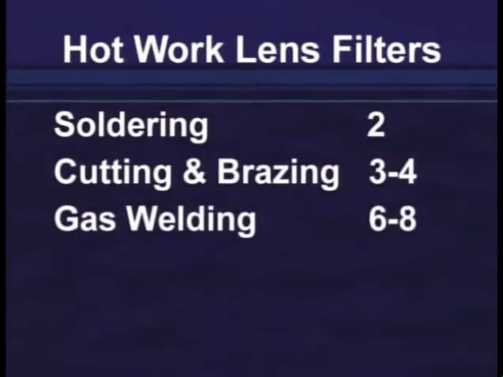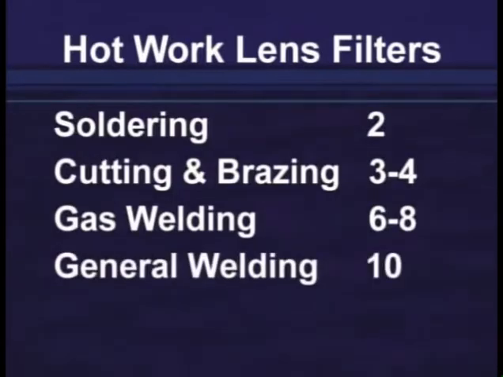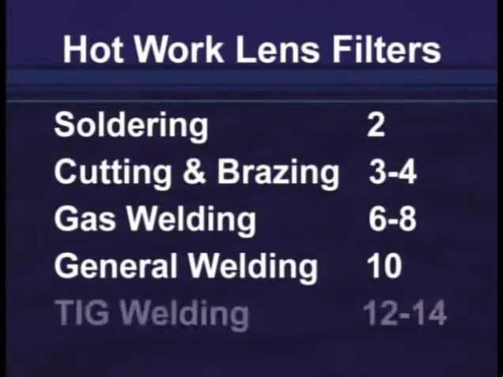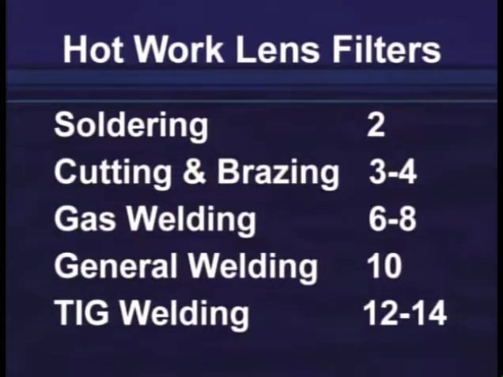Gas welding, about a 6 or 8. A number 10 shade is used for general welding up to 200 amps. Higher current welding, such as TIG welding, requires darker filters such as 12 or 14. Never use goggles or a face shield if they are cracked or scratched because it can distort your view.